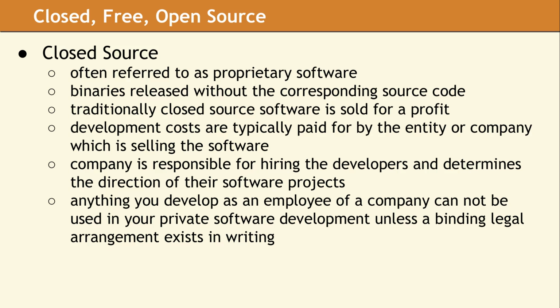software. This is the typical software that you might buy. It's generally distributed as a binary without the corresponding source code and sold for a profit at retail. This software is entirely paid for and developed by the company that sells it. This company hires all the developers, determines the direction of their software projects, decides what to put into those products.